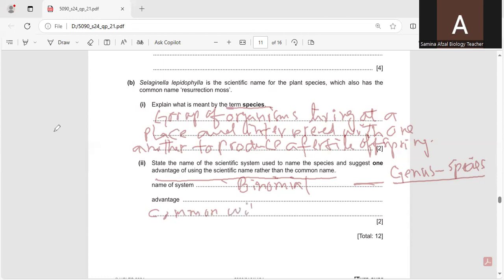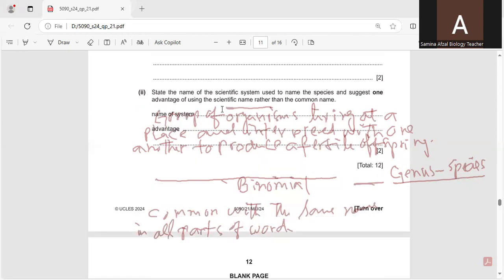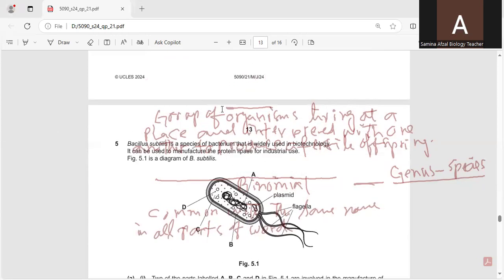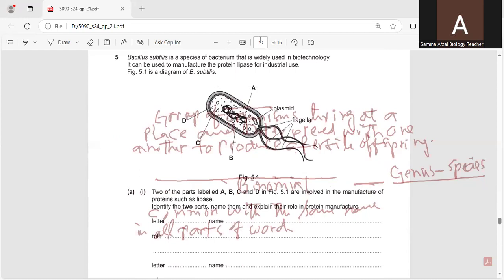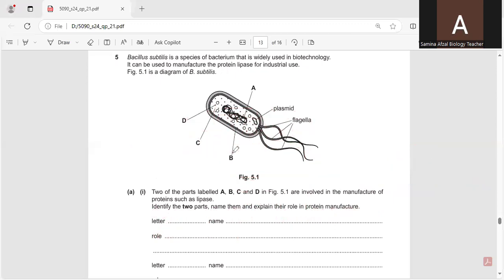Common with the same name in all parts of the world. So internationally they are accepted, or recognized by the same name. So this is the advantage of using the scientific name for different organisms. Otherwise, the common names are different in different parts of the country.